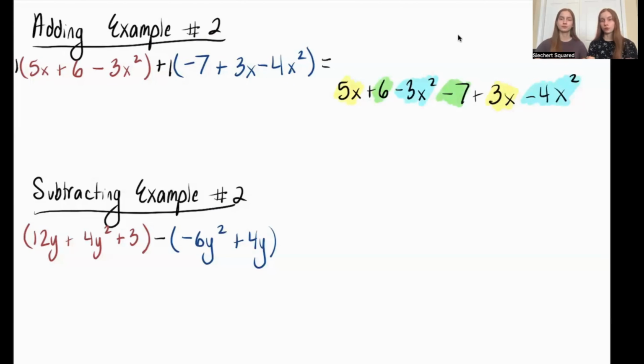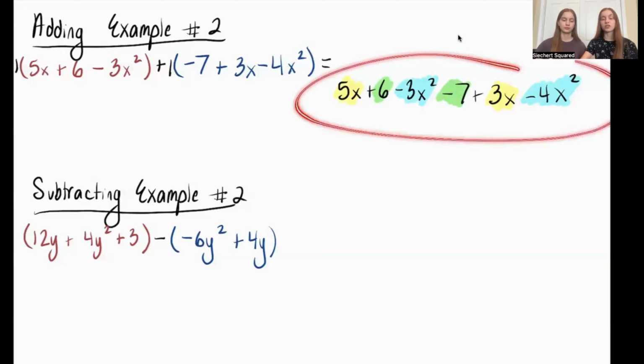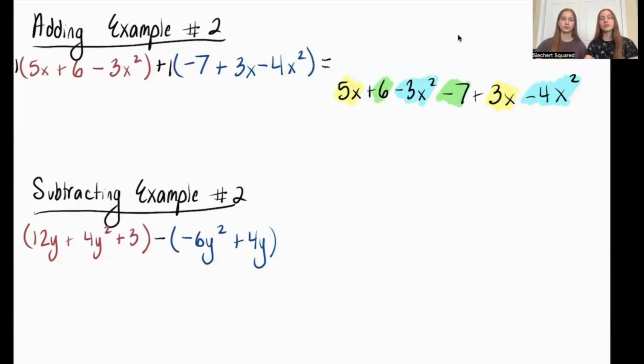From here, you have a few different options. You could pick any of these terms to work with first. Because I normally want your answer written in standard form, so highest to lowest exponent, I'm going to start with the blue term because that x squared is the biggest term. So looking at the blue, we have a negative 3x squared. Just let me write that over here. Negative 3x squared and a negative 4x squared. Negative 3 minus 4 gives you a negative 7. And keep the variable and keep the exponent.